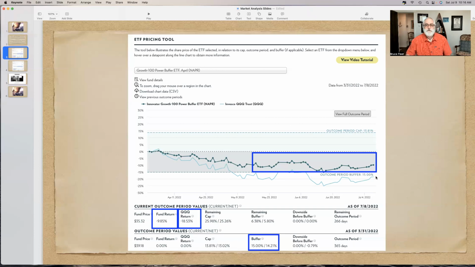My opinion, and this is an opinion or a projection, is by the time we hit maturity, which is March 31st of next year, I don't even think we're going to have to worry about this. I think we'll be worried more about hitting our cap than hitting our buffer.